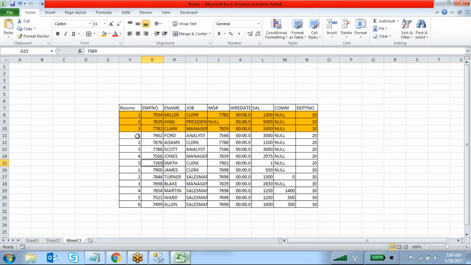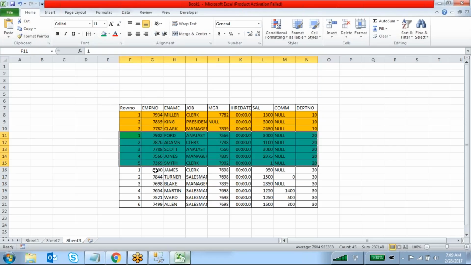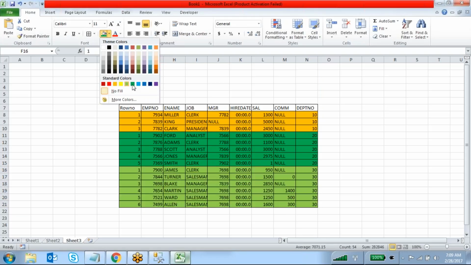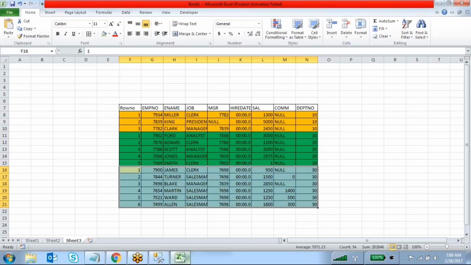This is one group. This is the second group. This is the next group. See, the values are coming this way.